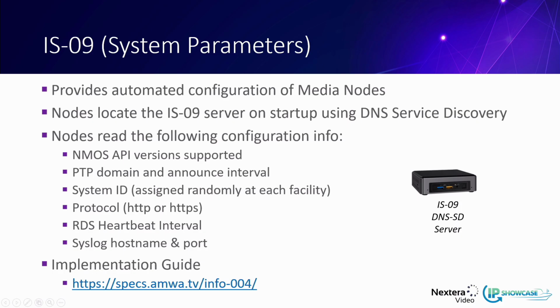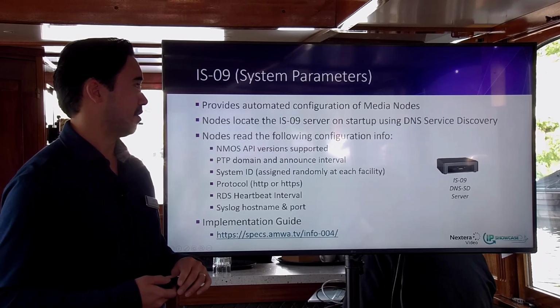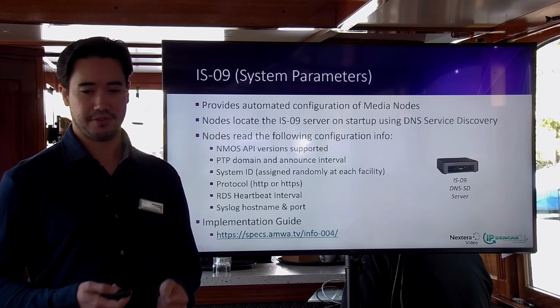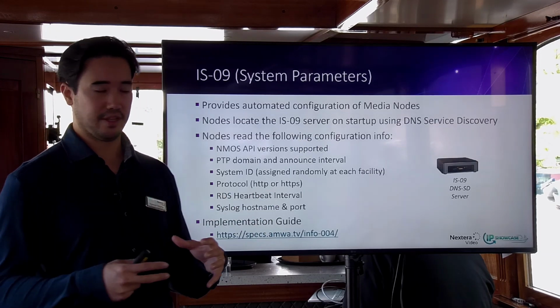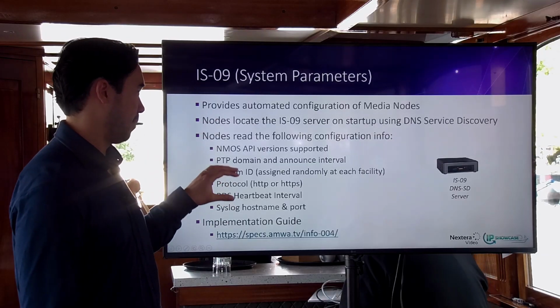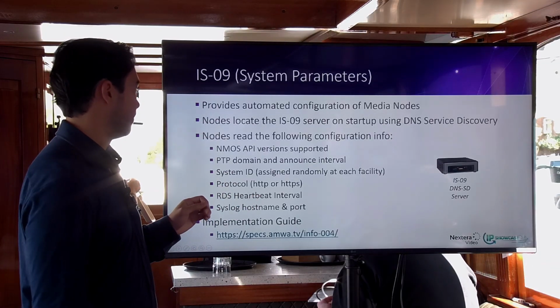And that's exactly what ISO 9 does. So this is an NMOS specification for system parameters. And what ISO 9 does is it provides an automated configuration of the media nodes. So if you have an NMOS device, you plug it in, and then all the devices on the network know all of the startup parameters in that facility.